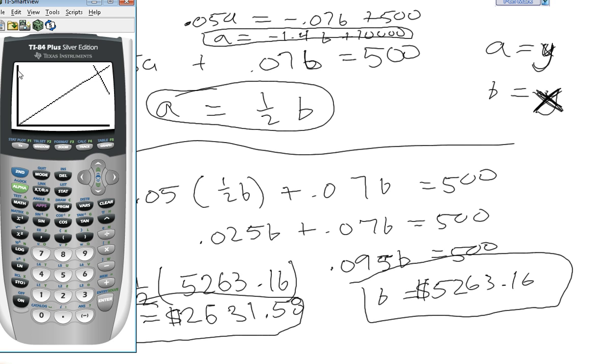There are my two curves coming together, and the intersection point, which I should be able to verify by going to second trace, intersect, enter, enter, enter, and there it is. Lo and behold, I get the same values. So this is a good way to visualize the solution set.